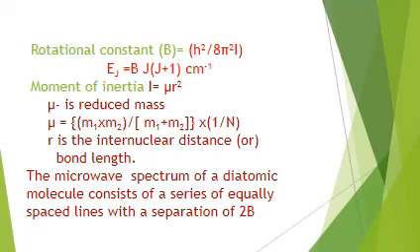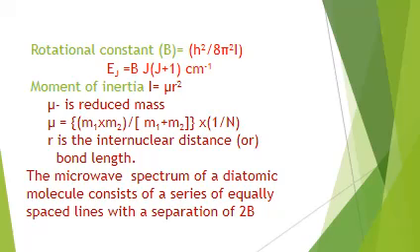The rotational constant B is equal to h² by 8π²I, and the rotational energy Ej will be equal to B into J(J plus 1) cm^-1. The moment of inertia I equal to μr². This is the important equation in rotational spectra.